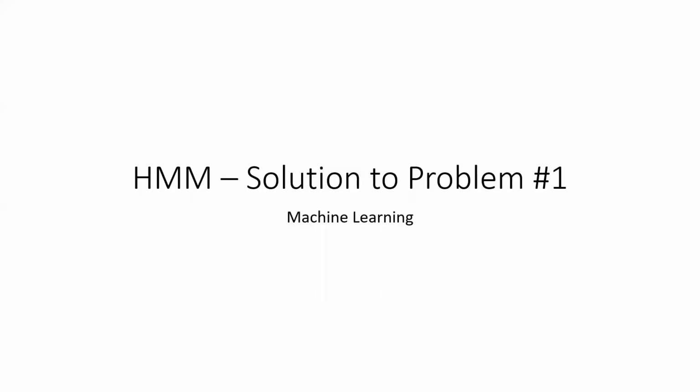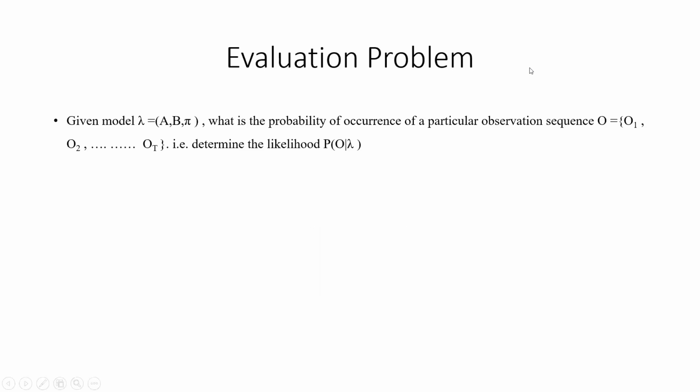In this video, let us discuss the hidden Markov model problem number 1 solution. The first problem is known as the evaluation problem. Given the model lambda, what is the probability of occurrence of a particular observation sequence O equal to O1, O2, etc. up to OT? That is, determine the probability of O given lambda.